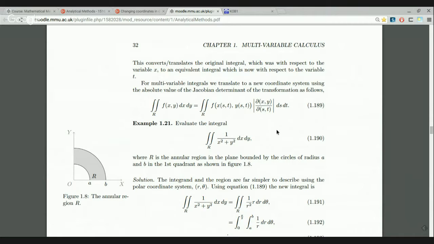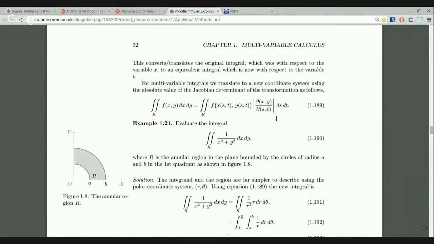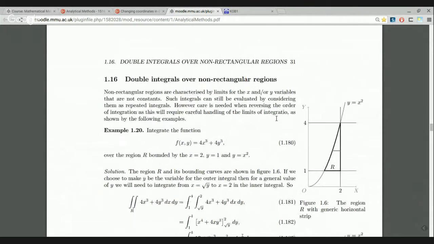But now we don't have a function of x and y, now it becomes a function of s and t. So changing to a new coordinate system s and t, we would know how to express x in terms of s and t and y in terms of s and t. Then we have the new pair of differentials, ds dt, but then there's also this adjustment factor. So this is the Jacobian determinant, which we met back in the section on the chain rule.